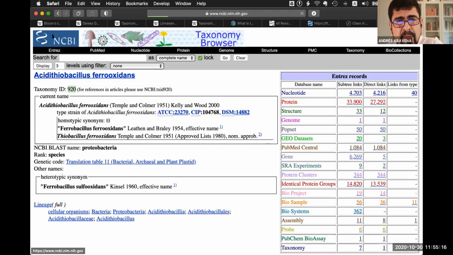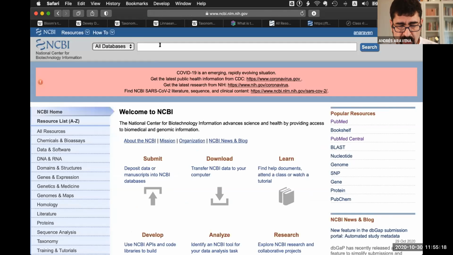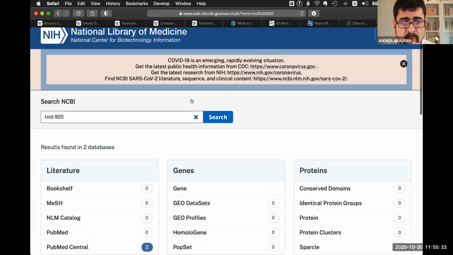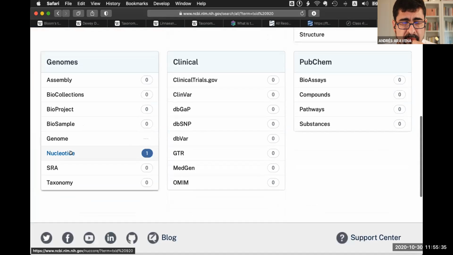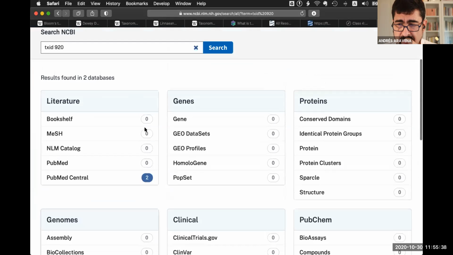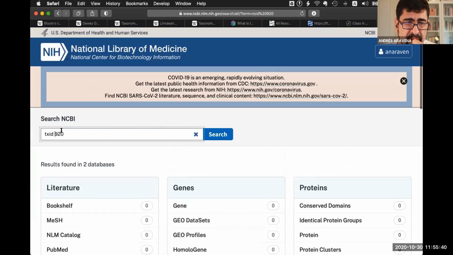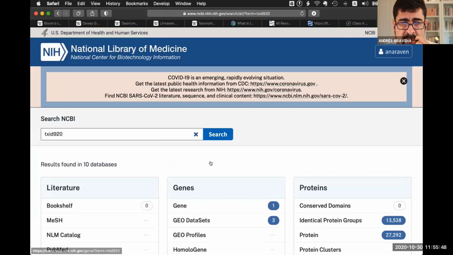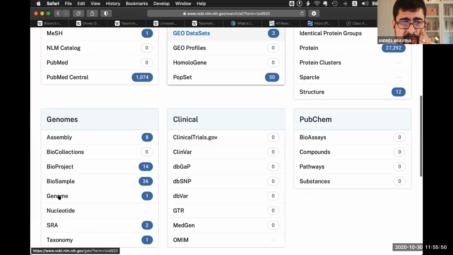Okay, next time we take a look at this again. But just to give you an idea, I normally say tax ID and I put the number. And I don't know if I need to put a space or not. This is the way I start to make sure that I'm looking at the organism that I want. Well, I'm not sure if I put tax ID. Okay, here, without the space. I got all the things, and one genome.